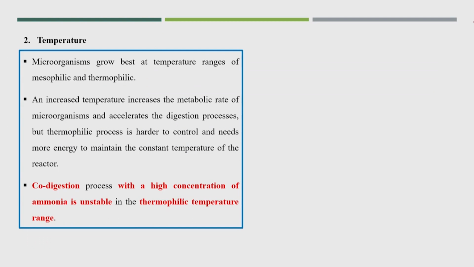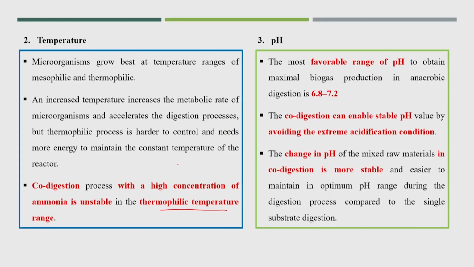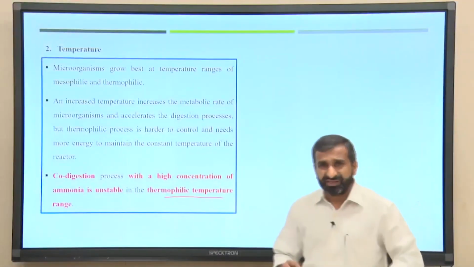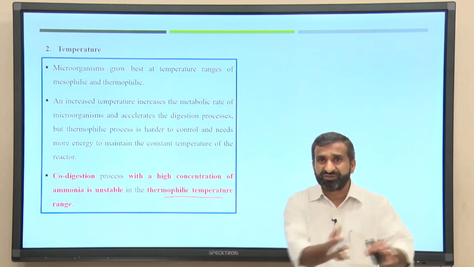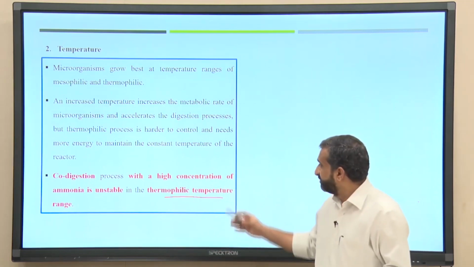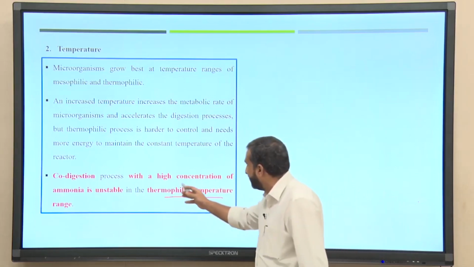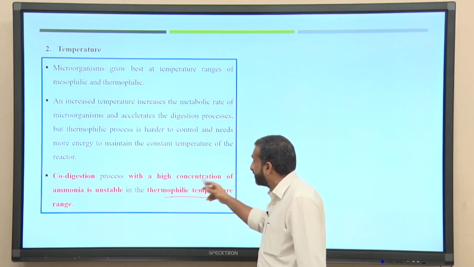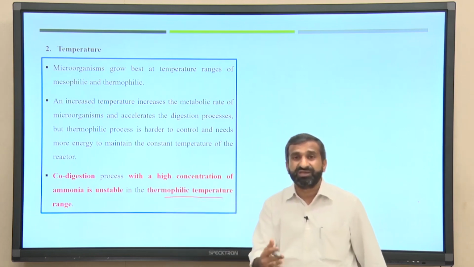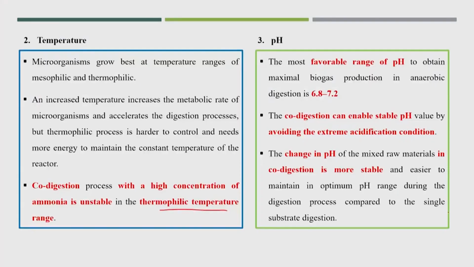Now, the next factor is temperature. Microorganisms grow best at temperature ranges of mesophilic and thermophilic, and the co-digestion process with a high concentration of ammonia is unstable in the thermophilic temperature range. This biogas reactor could be run at mesophilic temperature or at thermophilic temperature, which we talked about in the previous lecture. The only problem is in the co-digestion process with a high concentration of ammonia, because at thermophilic temperature there could be a possibility of higher ammonia concentration, and you know that this ammonia is inhibitory for methane yield.